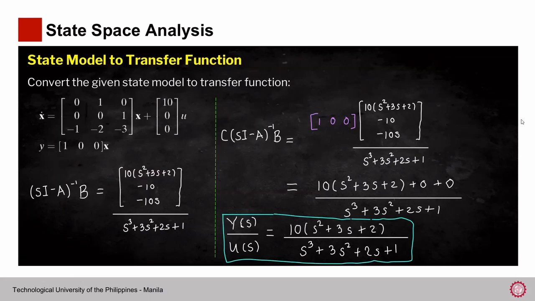Yan, that is our answer. It's a bit long, right? So again, guys, this is our answer. All right.